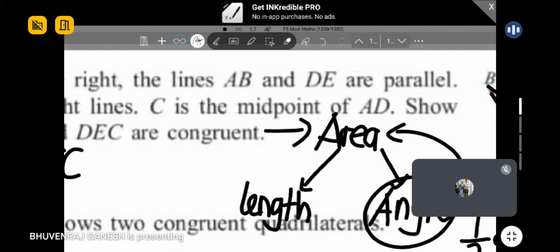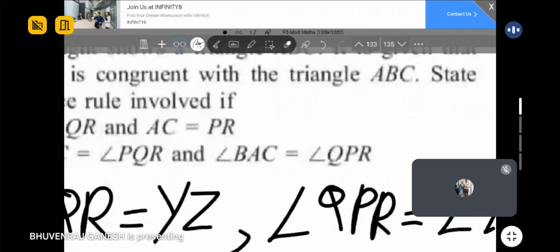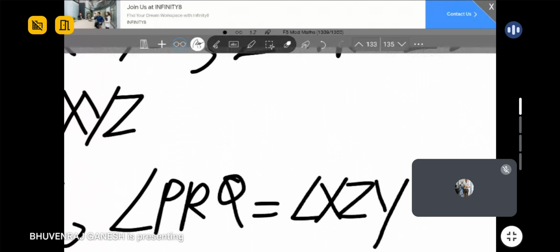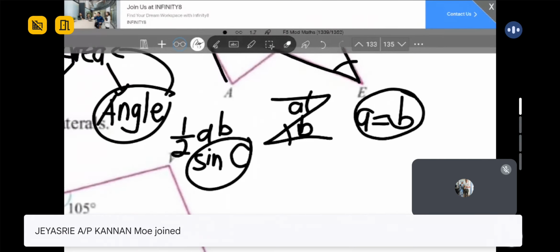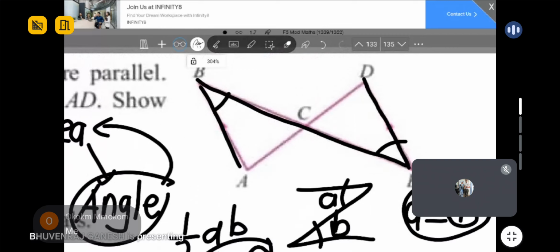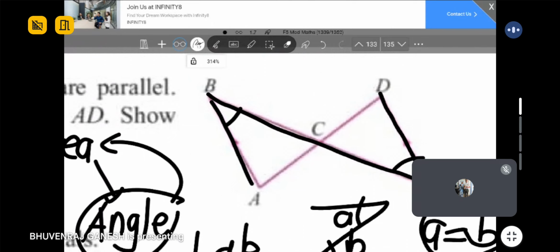Untuk tahu sama ada dia congruent. Okay, because sudut akan pengaruhi luas dia. Okay, angle will affect the area. Understand, guys? So this is the concept that is happening over here. Alright. So now, you must know the lengths. Kamu kena tahu panjang. Okay.